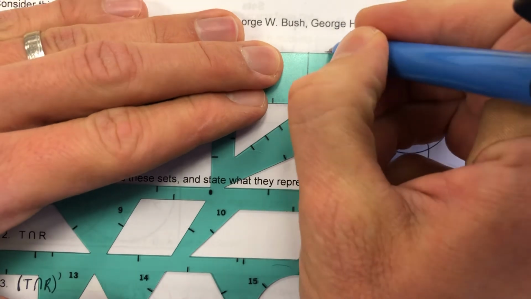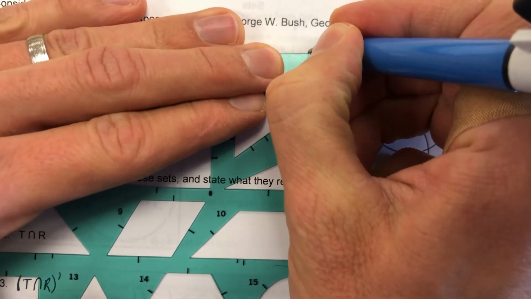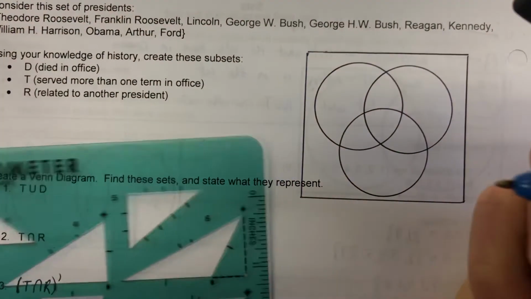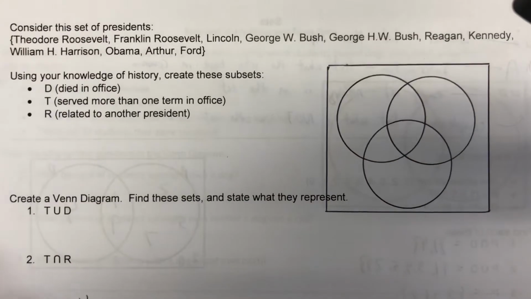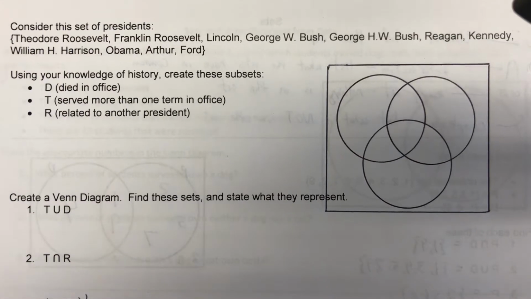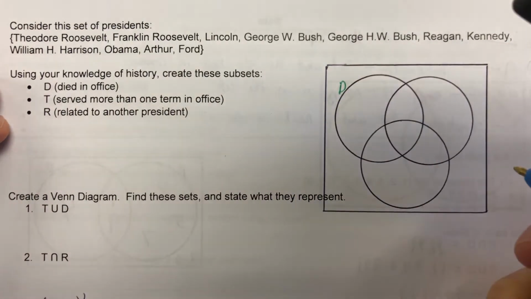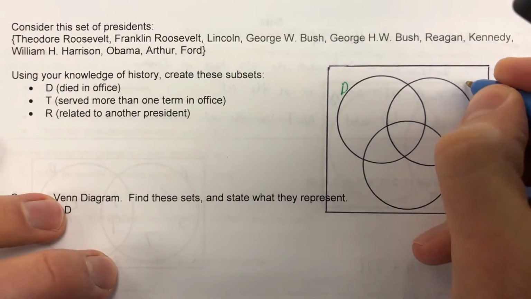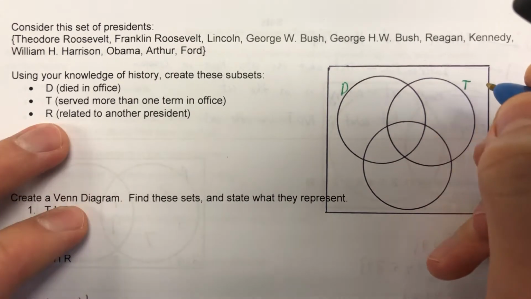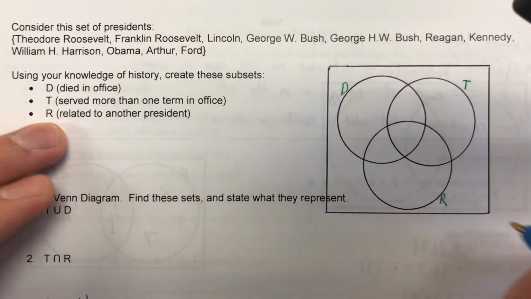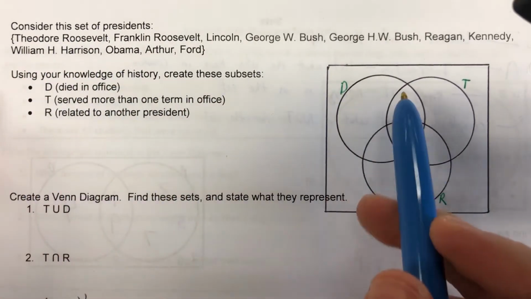Okay, so we're going to decide which president goes in which circles, and there is going to be some overlap here. So we're going to have 3 different circles, and one of them is going to be presidents that died in office. That will be D. We're going to have presidents that served more than one term, and we're going to have presidents that are related to another president, and we need to go through all of these and decide where they go.